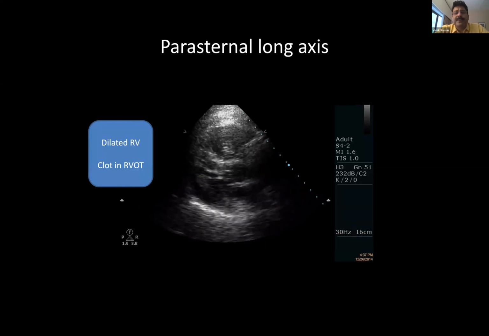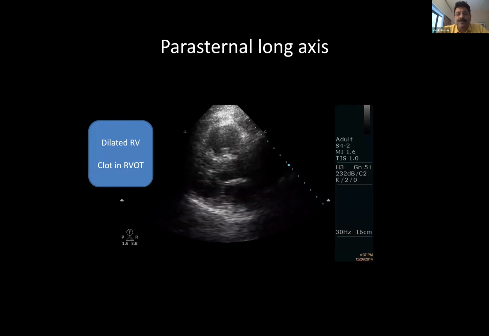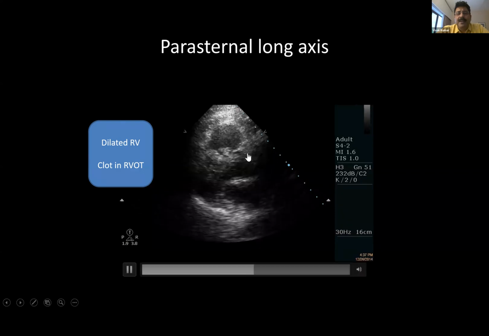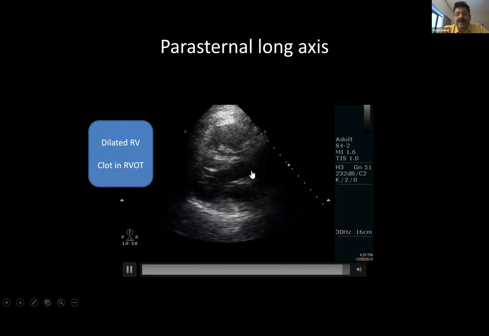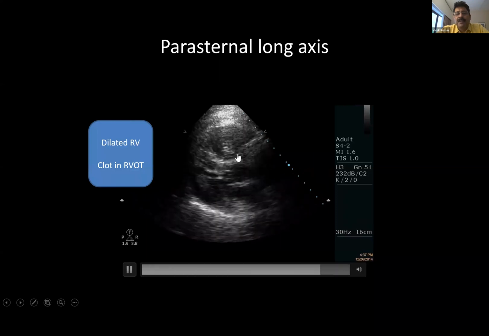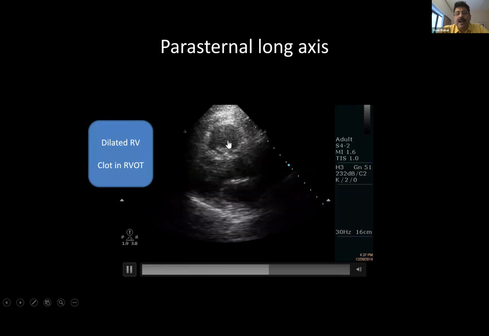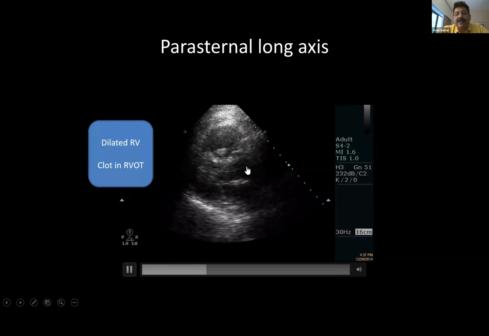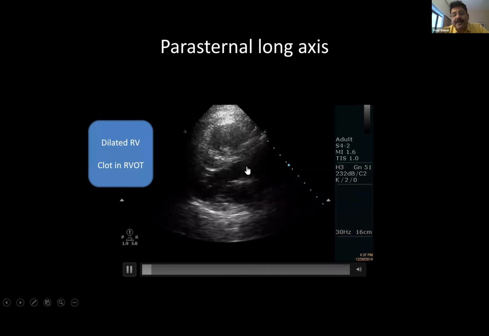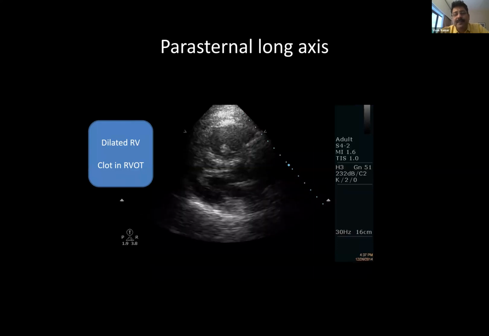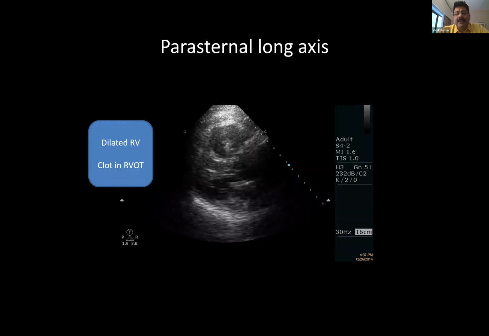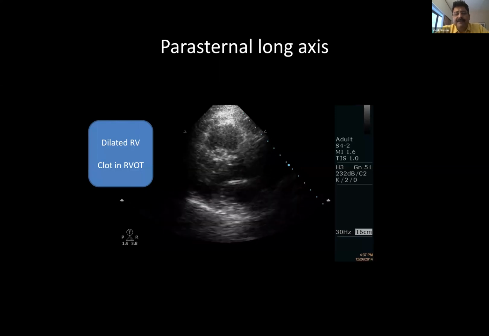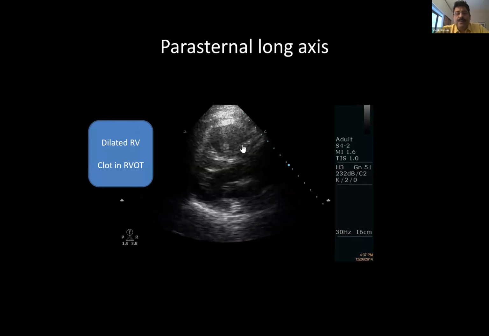And if you look, this is a parasternal long axis view. But even for the beginners, if you see, this is the left atrium, this is the left ventricle, this is the aorta, this is the right ventricle. This part of the right ventricle, which appears in the parasternal long axis view, is known as the right ventricular outflow tract.